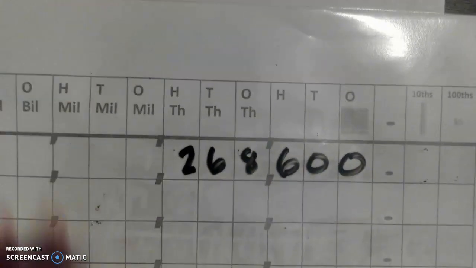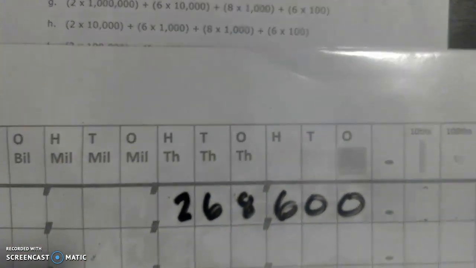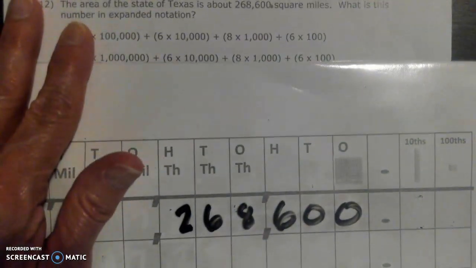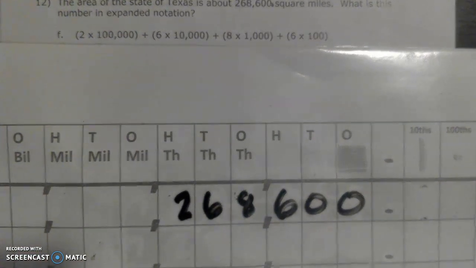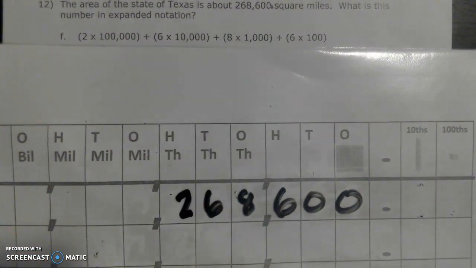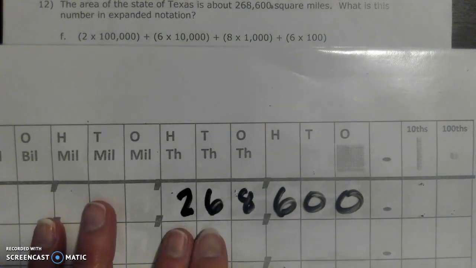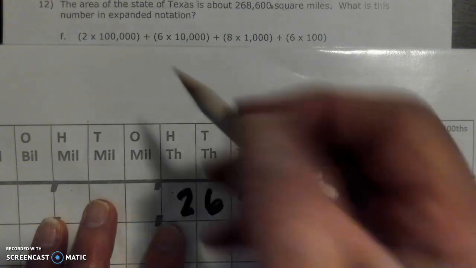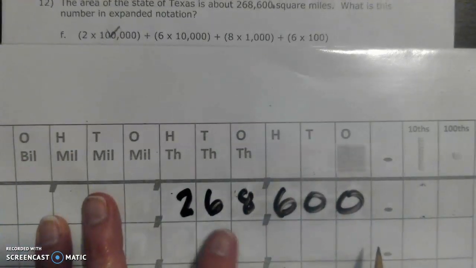And then I'm going to ask these questions to see which ones are accurate and which ones are not. So the first expression says 2 times 100,000. So 2 in the 100,000s place. And that indeed is true. So I can put a little check mark by that.